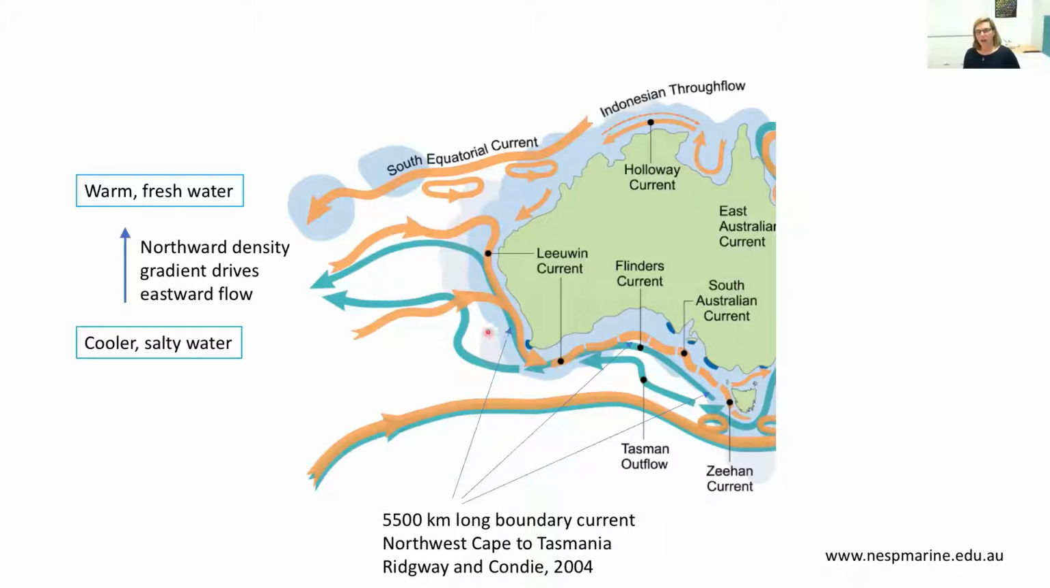And I've mentioned already the 5,500 kilometre long boundary current, which was so named by Ken Ridgway and Scott Condie, thinking about the Leeuwin current moving down the west coast of Australia and then actually extending across the southern shelves of Australia and south to Tasmania, so 5,500 kilometres in total.